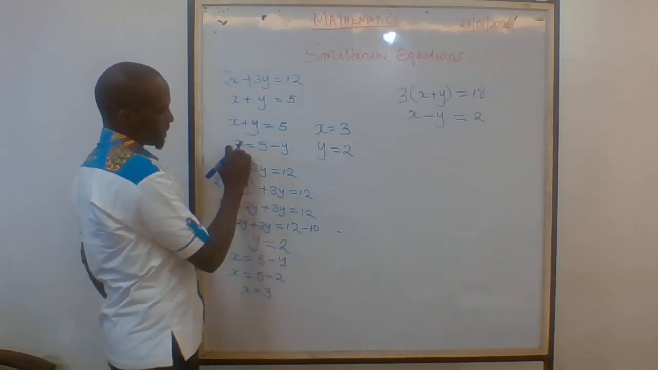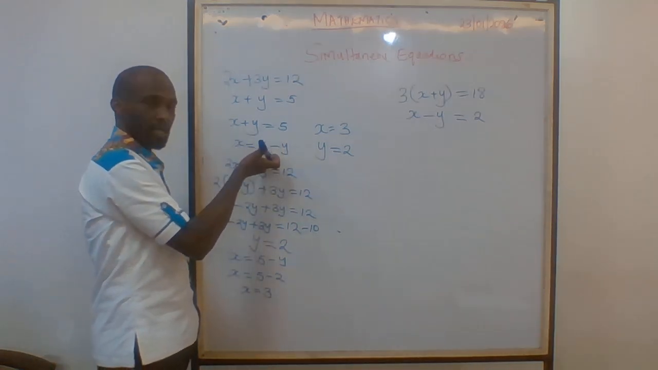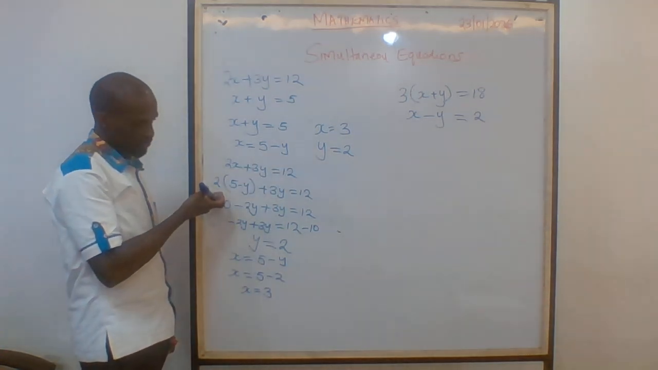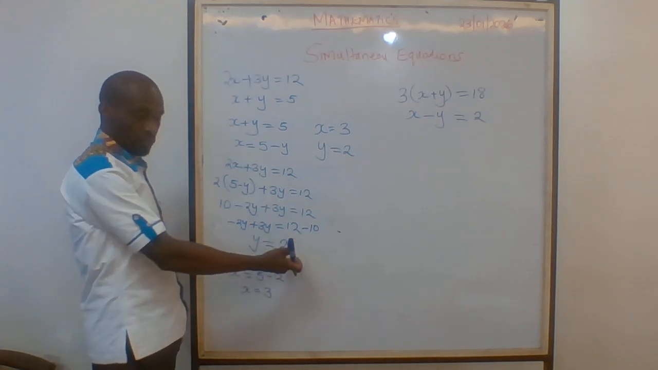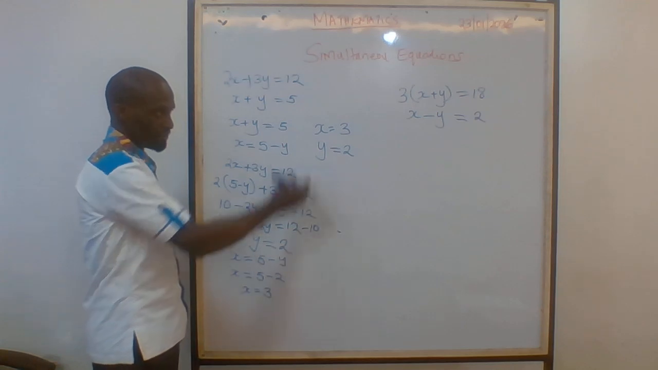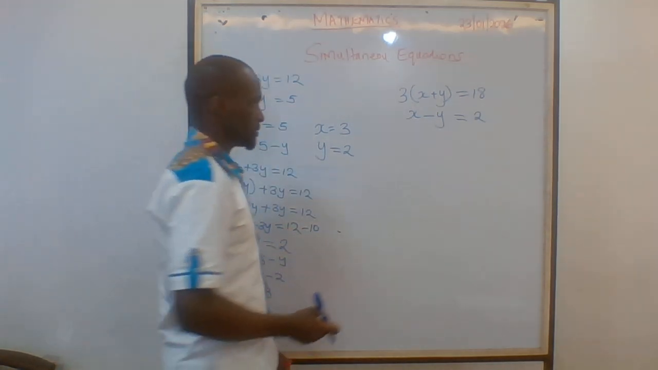So we substituted x in terms of y, and we found that x is, in this case, 5 minus y. So where we have x, we put 5 minus y. When we substitute all over here, we're able to get y equals 2, and then x, therefore, is 3. So our values for x and y are 3 and 2 respectively.